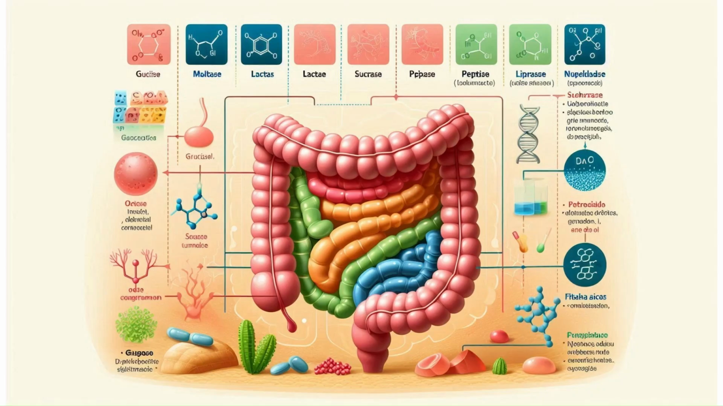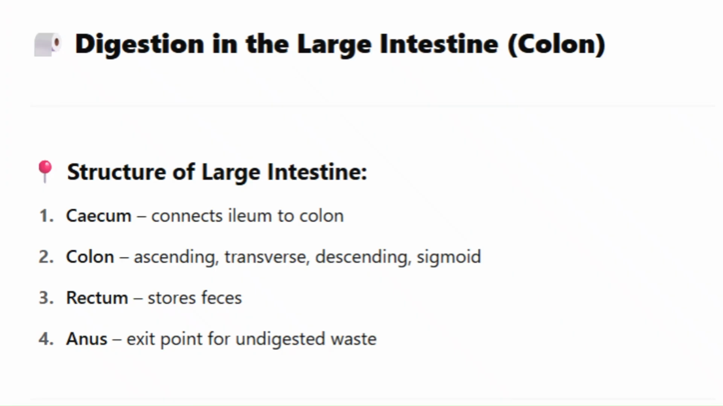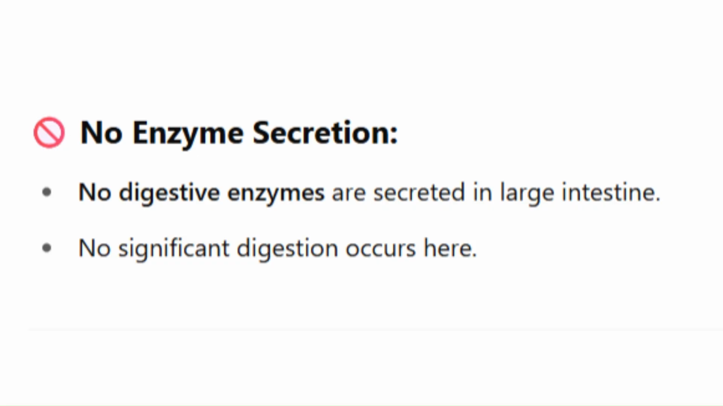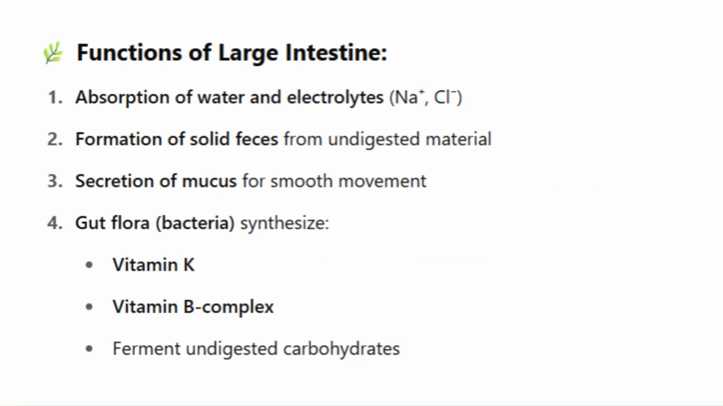7. Digestion in the large intestine. After absorption is complete, undigested food passes into the large intestine. The large intestine includes the cecum, colon, rectum, and ends at the anus. No enzyme secretion here. Unlike the small intestine, the large intestine does not secrete digestive enzymes, and no further digestion takes place here. 9. Functions of the large intestine.